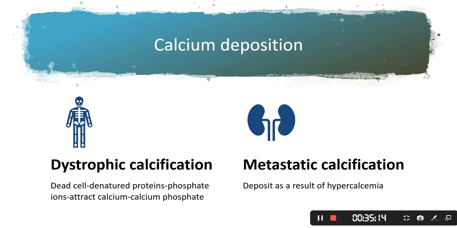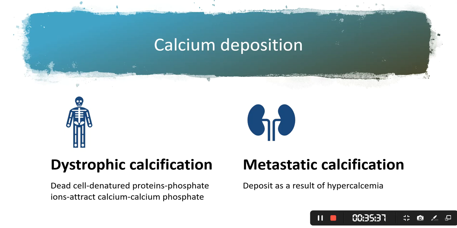What is calcium deposition? There are two types of calcium deposition. One is dystrophic, one is metastatic. Dystrophic is when the cells have died at a place and the calcium gets attracted to the place locally, and it forms tiny calcium deposits at the places where the cells have died. That is called dystrophic calcification.